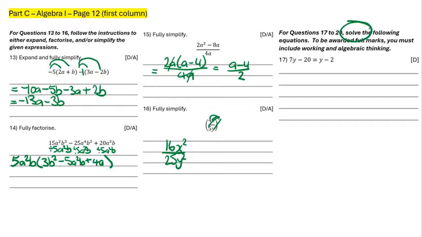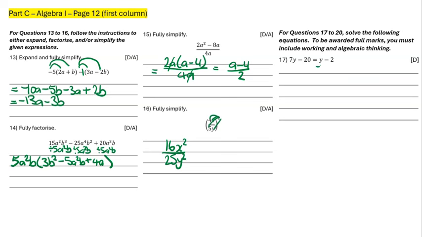So we're now up to the solving section. And remember, to be awarded full marks, you must include your working and algebraic thinking. And another way of saying that, that's just your opposites. So let's do that. So we've got letters on both sides. So that's why it's kind of just a year 10 skill, because there's no real fractions involved. Fractions make it year 11. So let's recap this one here.